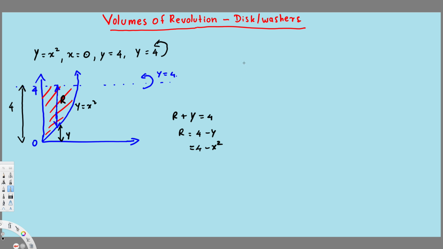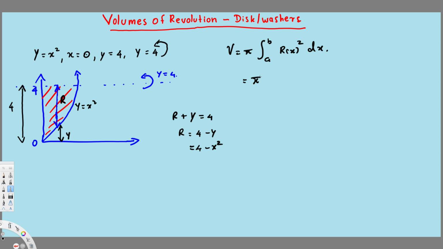So let's write the volume equation. The volume equation is the integral from a to b of pi r square dx, where r is in terms of x. Now we have to find the limits of integral. That's going to be 0 to 4. So that's our limits of integral.